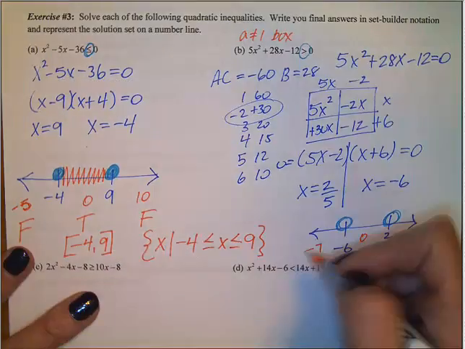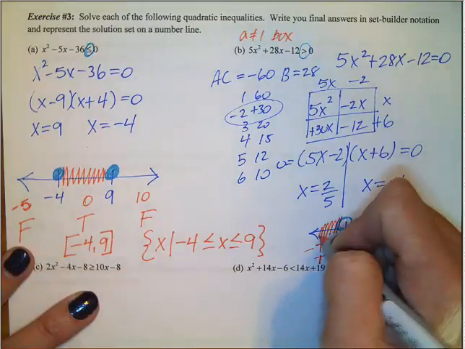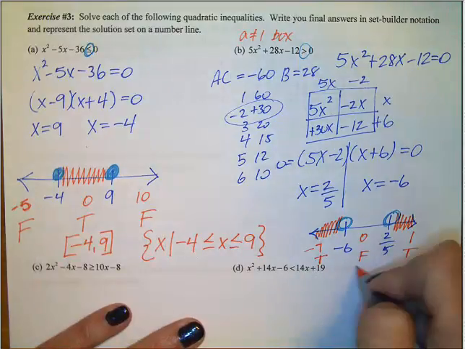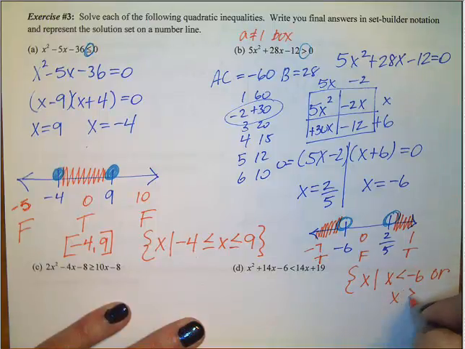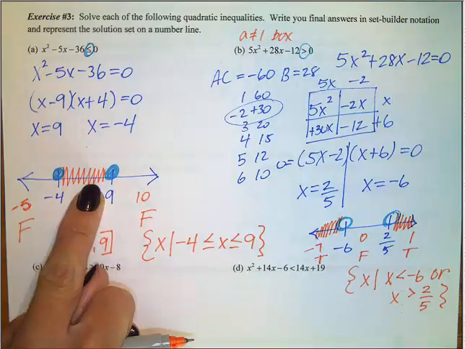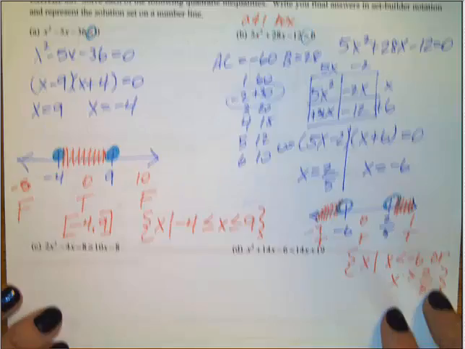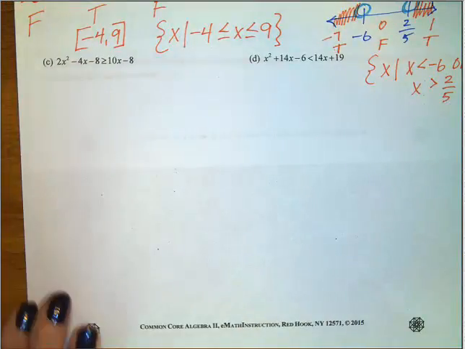So this is true, false, true, so I'm shading here, and I'm shading here. So set builder notation, x such that x is less than negative 6, or x is greater than 2/5. So again, when they separate, you have to have the word or. When they're together, that's an and, but we don't have to write it. We write it as a triple. Why don't you pause the video and try to do C and D, and then play the video to check your work.